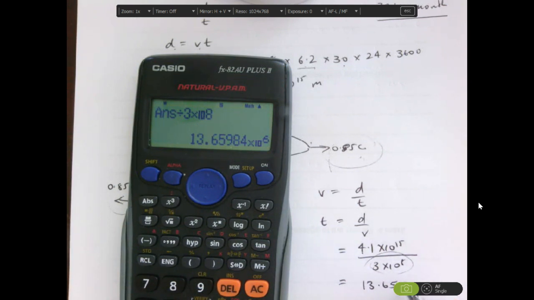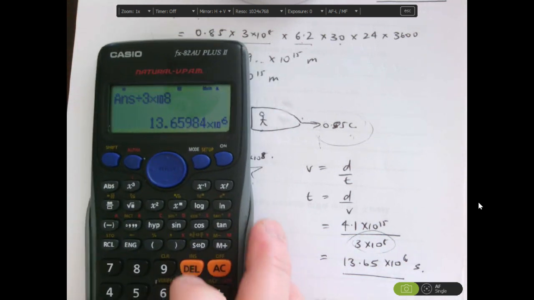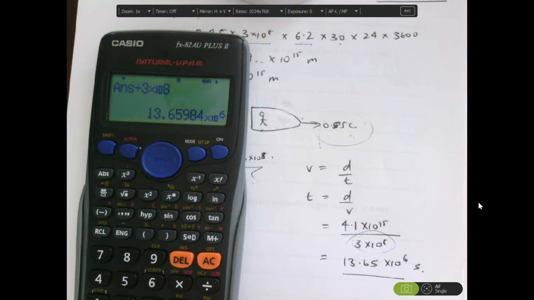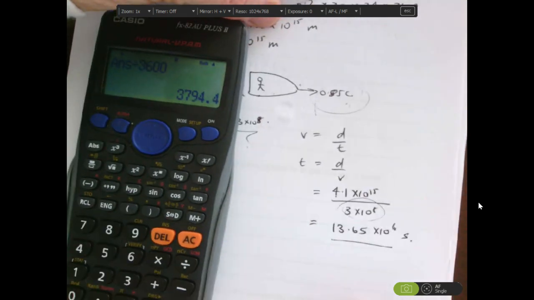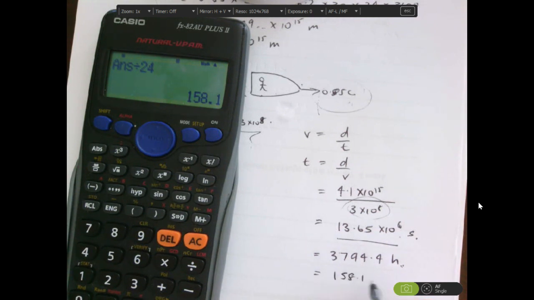So dividing that by 3 exponent 8, you get 1.365 by 10 to the 7 seconds. So that's how many seconds it will take. Let's firstly divide that by 3,600, so that gives us into hours, which is 3794.4 hours. Divided by 24 gives us how many days, which is 158.1 days.